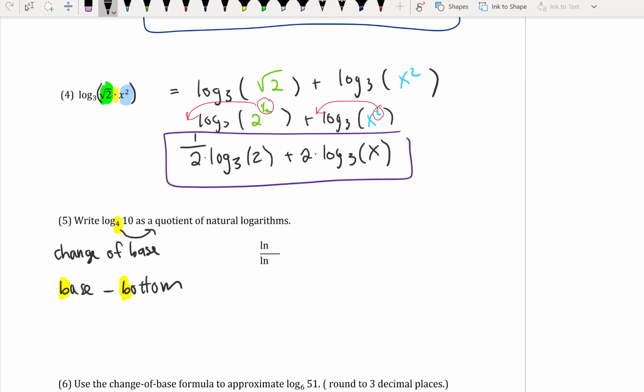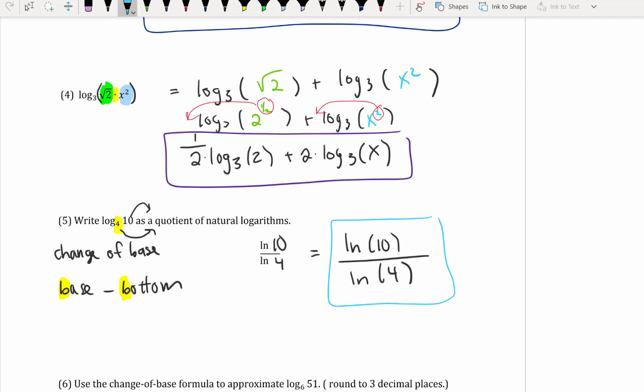So here I'm going to have natural log of 4, so that means that 10 is going to go in my numerator. So I have this as the natural log of 10 over the natural log of 4. And it says to write it as the quotient. So it says do not simplify, it just says to write it. So there it is.